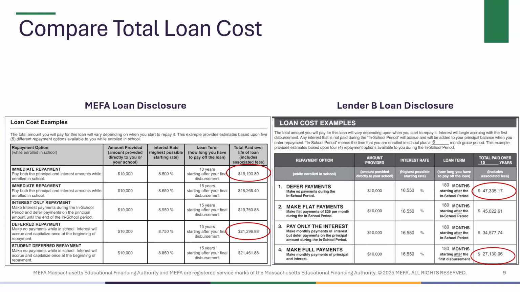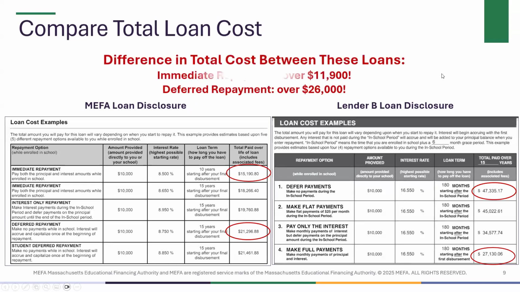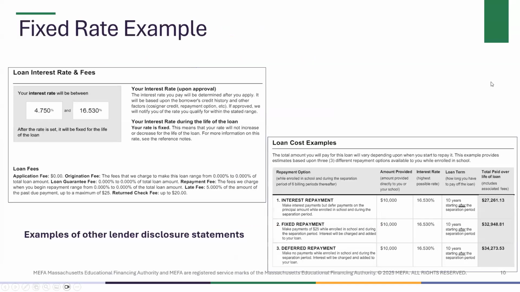So $21,000, a little bit more for a deferred MEFA loan. But if you look at lender B, because their high rates are so high, their range is so wide at over 16%, that $10,000 loan could cost over $47,000. So it is very important to do your homework when looking at different loan options. Just by choosing one loan over another and doing your shopping, you could be paying over $11,000 more for lender B and over $26,000 more just by choosing lender B. So it really does make a difference when you're comparing loan options.